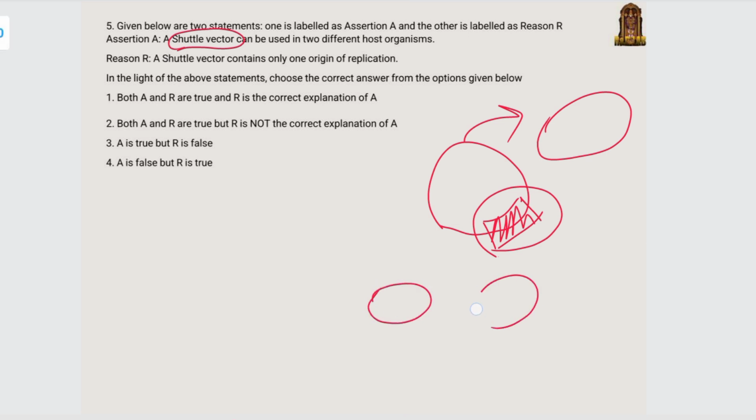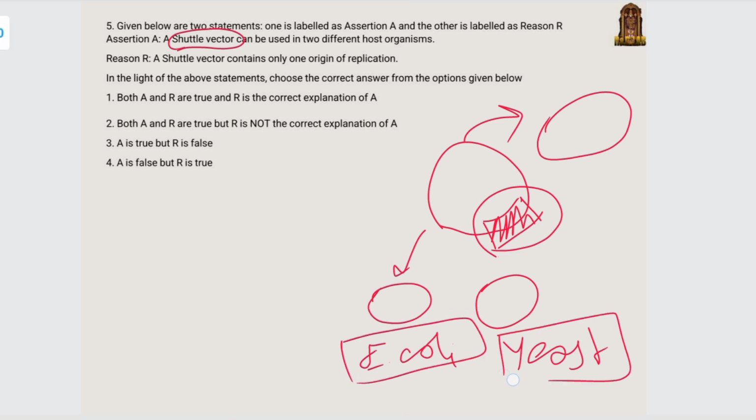Like if we were designing a vector, it can go into E. coli and yeast. So you are designing the construction of DNA in such a way that it can transfer both in the E. coli and in the yeast system. So if you want to see the expression, that construction of DNA should go through which process? The first one should be the replication.